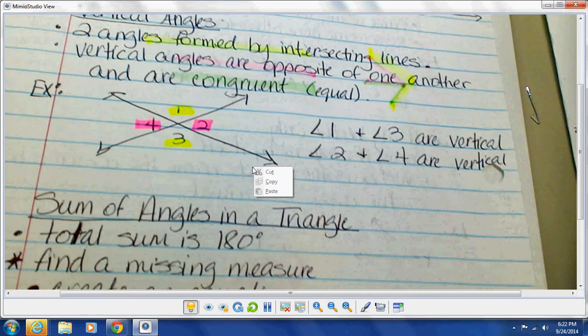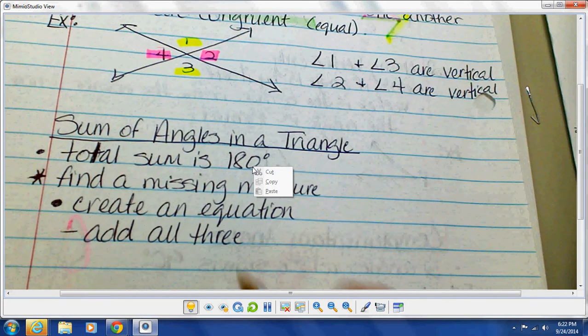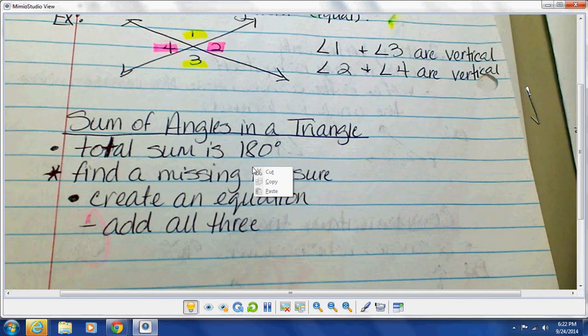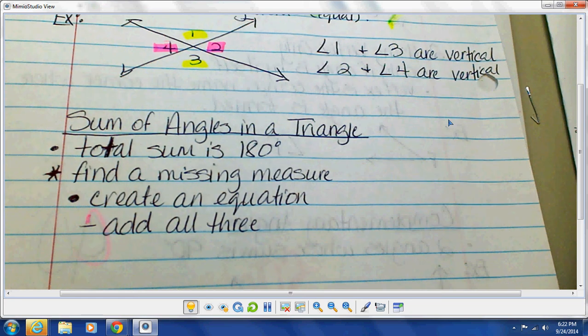Okay, the last part is just another little review section. Excuse my T right here. We're going to find the sum of the angles in a triangle. So if you remember from previous years when you did this, and definitely in the 6th grade, you should know that all triangles add up to 180 degrees, so their total sum is 180 degrees. And if we want to find a missing measure, what we can do, I didn't finish writing it, is we can create an equation.